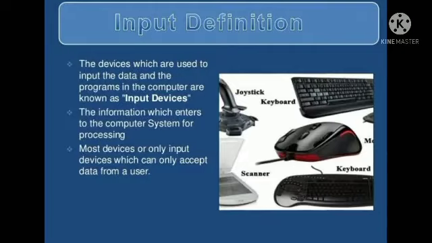The devices which are used to input the data. If a user wants to give some data, some devices are used for that. Those devices are called input devices. This is the information which enters the computer system for processing. Some of the input devices are keyboard, mouse, scanner, joystick. All are examples of input devices.